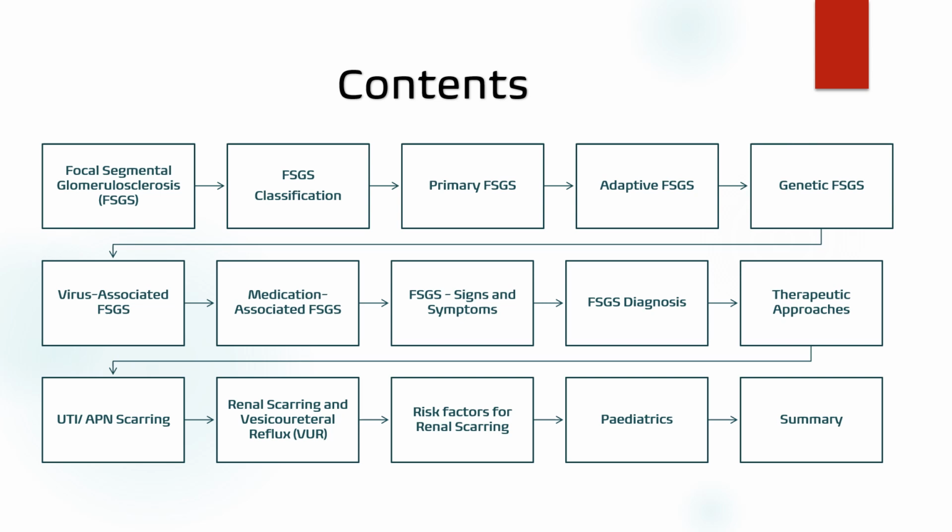and evidenced, some aspects around urinary tract infections aligned to FSGS, and something referred to as acute pyelonephritis, in context of scarring, and also scarring in VUR, or vesico-ureteral reflux, and some basis around risk factors for renal scarring, or scarring in context of FSGS, more specifically.